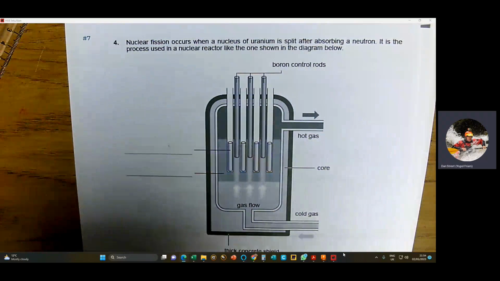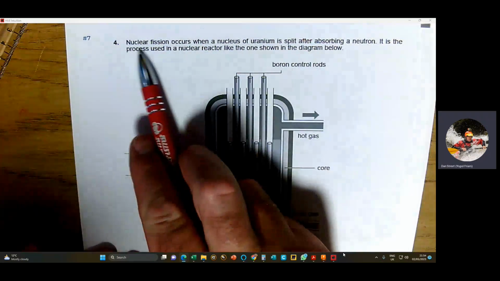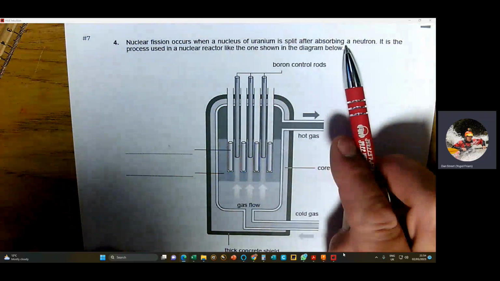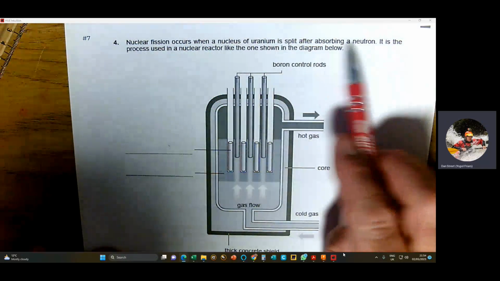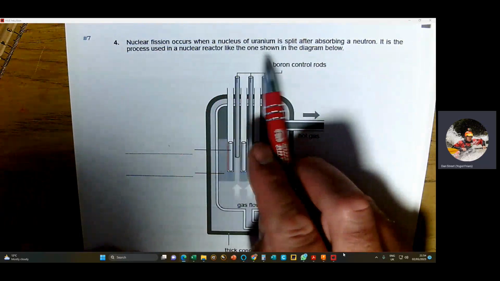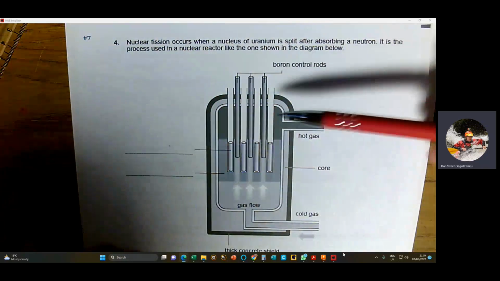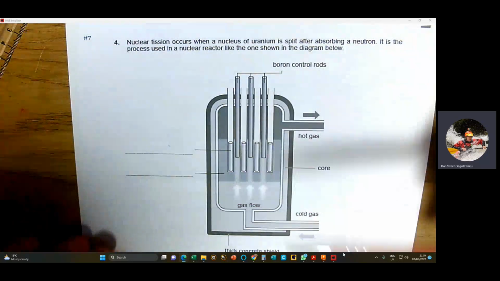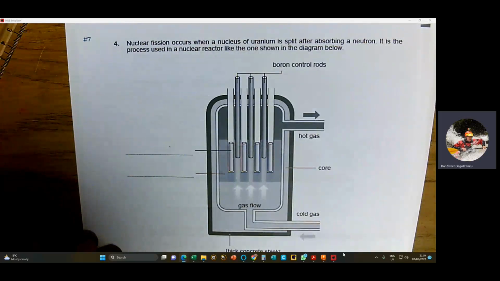Okay, so this question is about a nuclear reactor. Nuclear fission occurs when a nucleus of uranium is split after absorbing a neutron. It is the process used in a nuclear reactor like the one shown in the diagram below. Okay, so we've got the typical nuclear reactor, and there's a couple of labels missing here. So the first question for 2 marks is complete the labeling of the diagram.